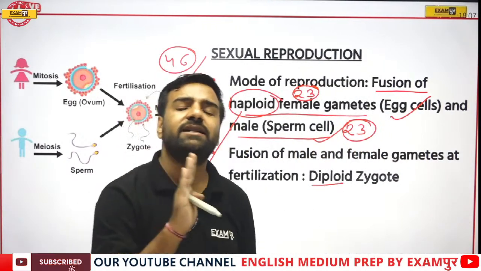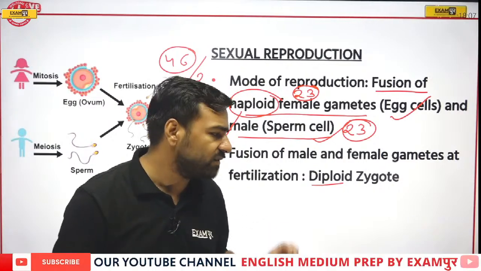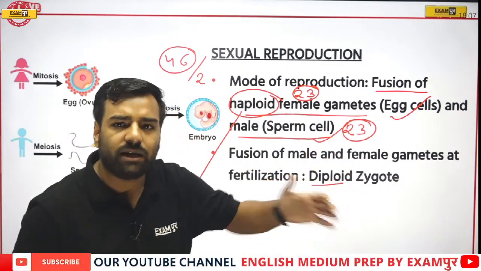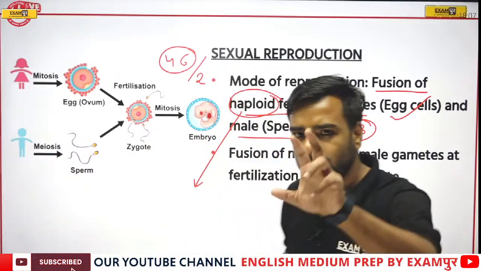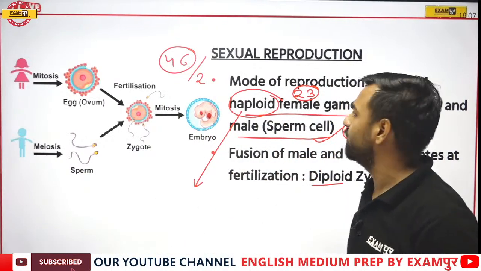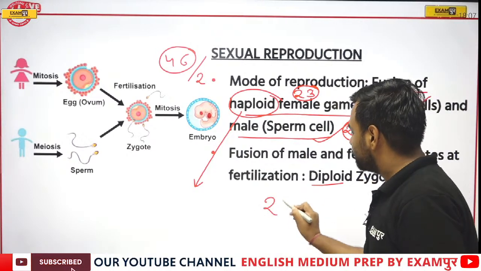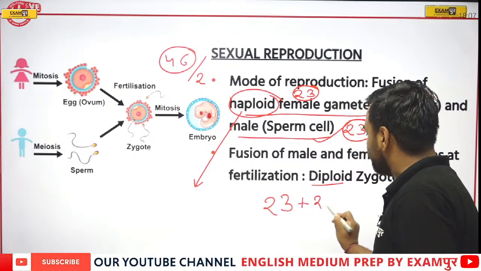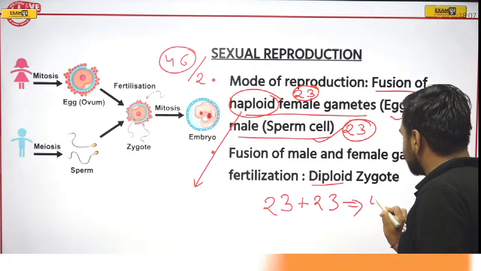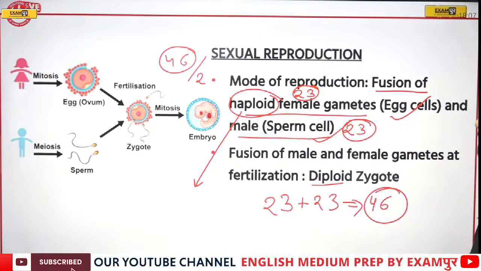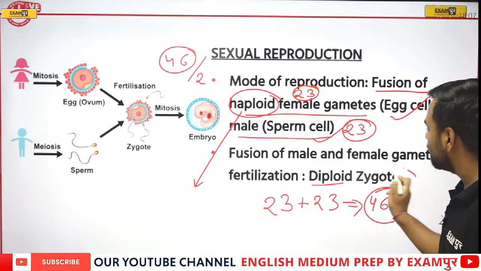But what will happen now? Now fertilization will take place. How this fertilization takes place, we are going to discuss one more time in a detailed manner with all those diagrams. Let's try to understand here. 23 and 23 will make what? 23 plus 23 will make your 46 chromosomes. And yes, the same thing is represented here. That is your diploid zygote.